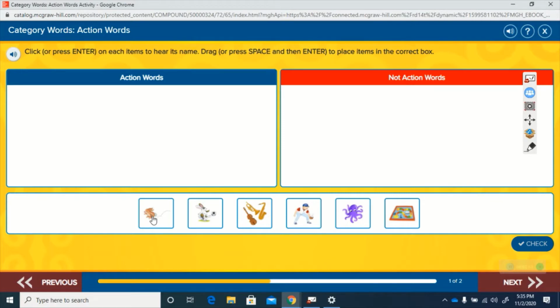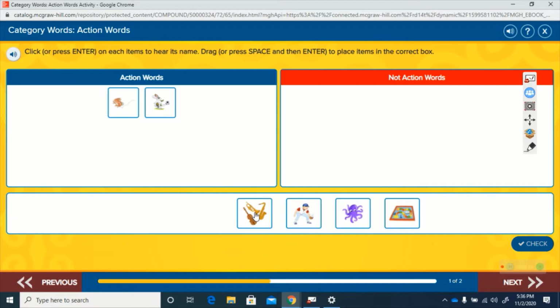Up. Hop. Is that something we do? Yes. Hop. We can hop. It's an action. It goes over here. Listen to this one. Kick. Is that something we do? Do we kick? Sometimes we do if we're playing kickball. So that goes over in our action words.